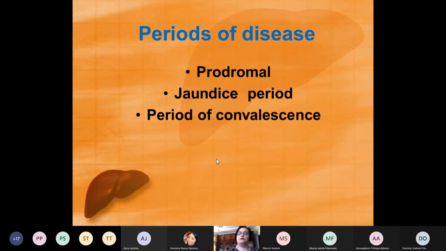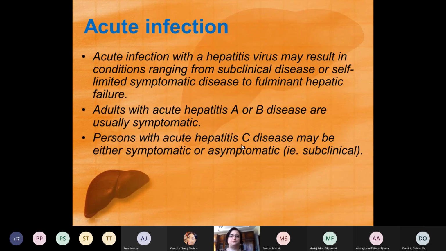What periods of the disease can there be? You have to remember the prodromal period. Sure, then the clinical manifestations, the climax of the disease during the jaundice period, and the period of convalescence, and as a rule the development of immunity, but not for all hepatitis, and some peculiarities are present. That's why we will discuss this later.